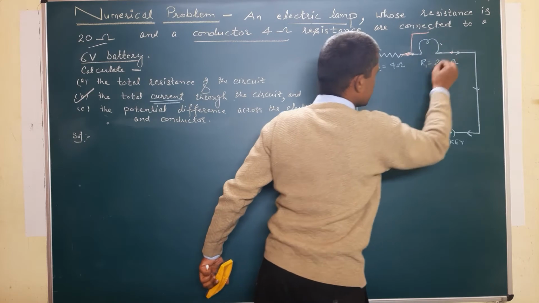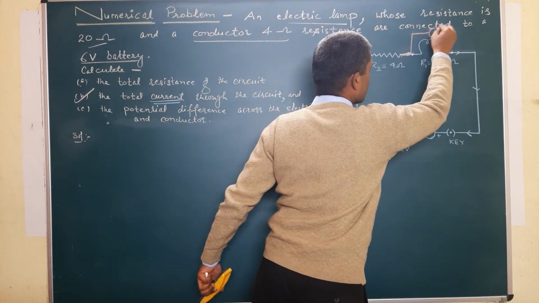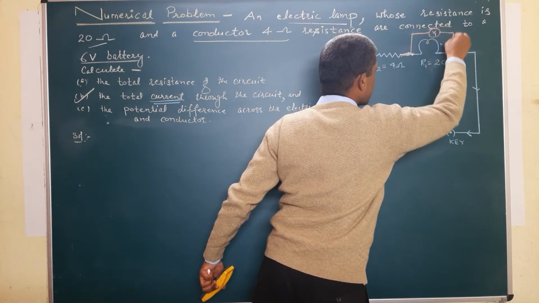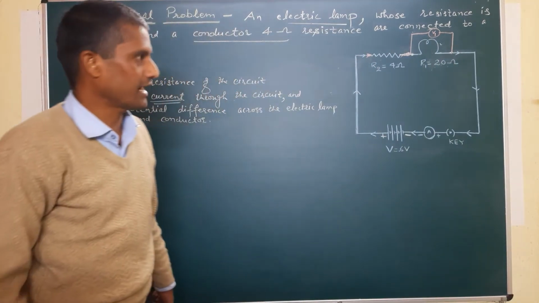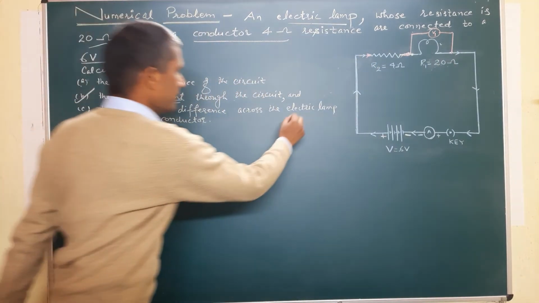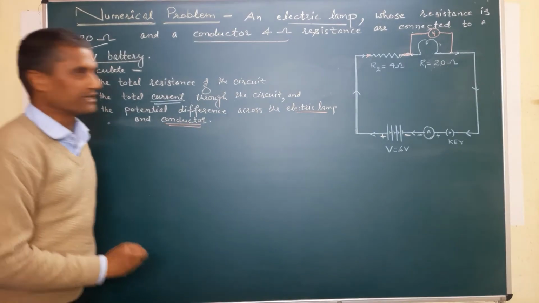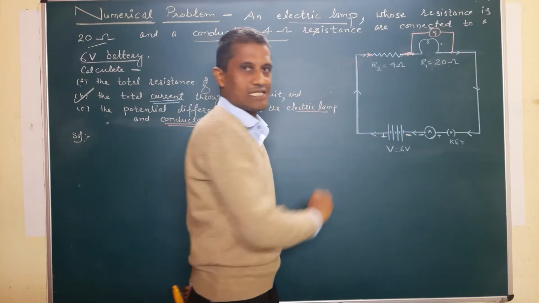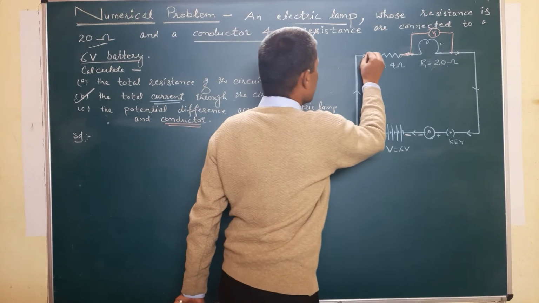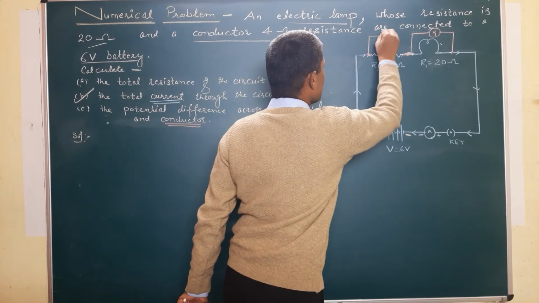Here it is. Since the resistor is R1, we are going to take it as V1. That is the potential difference we are going to find out acting across R1, that is the electric lamp, and the potential difference acting across the conductor. Since the conductor has resistance R2, it means we are going to take it as V2.